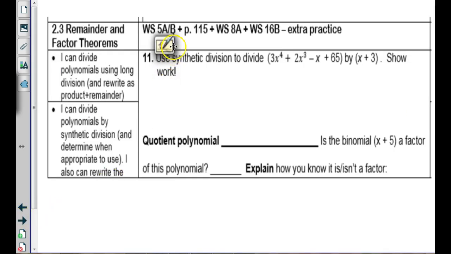It says use synthetic division to divide and show work. So what goes in the little box? Do I need any zeros? Placeholders. 3x to the fourth, 2x cubed, but I have no x squareds, right? And then a negative 1x and a 65. Is this the next question? I'm kind of wondering why we didn't do long division next, but we'll get there, I'm sure.